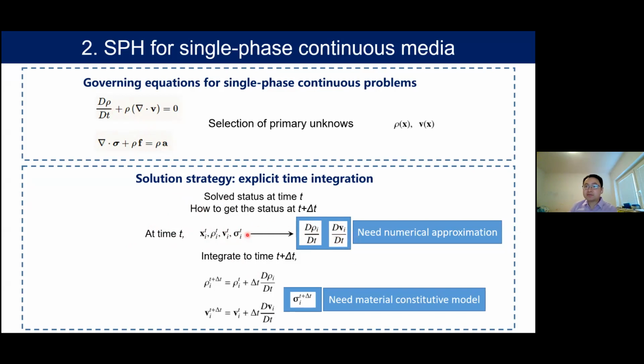And in this part, we need some numerical approximation method to evaluate the partial derivatives, like here and here. So here we need a kind of approximation method or interpolation method. In finite element method, you use a shape function, finite element interpolation. In SPH, you use SPH approximation. It is called kernel approximation.